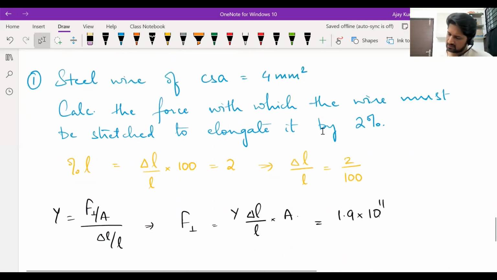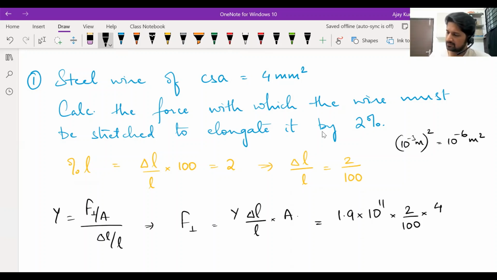Yes, that is in SI units. Relative change in length we want is 2 by 100 multiplied with area of cross section 4 millimeter square. Now everything is written in SI units. Millimeter is 10 power minus 3 meter. When you square it, it becomes 10 power minus 6 meter square. So 4 into 10 power minus 6.